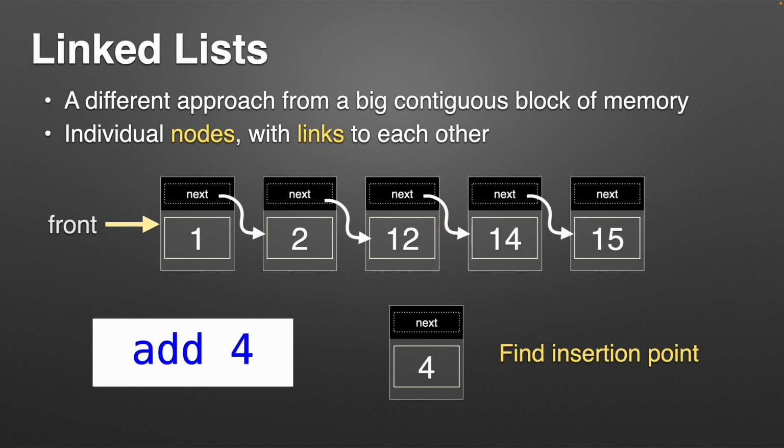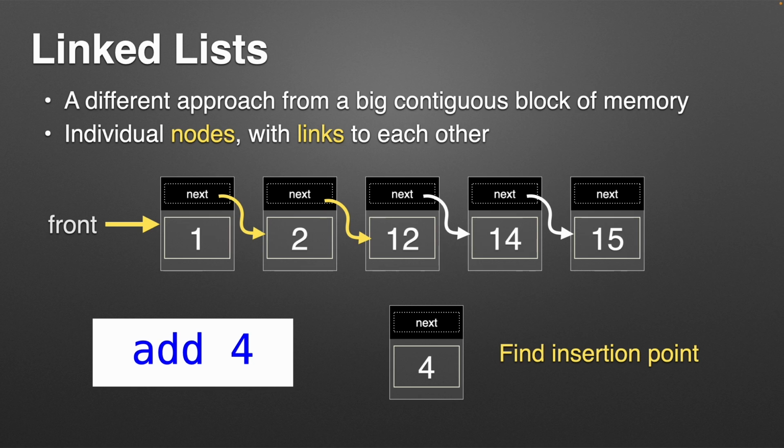We'll start at the front. We come to the first node, and we see it's a 1. That's less than us, so we'll continue on. We move to the next node, and we see that's a 2. We need to keep going. Then we see a 12, and that's our stop. Okay, easy, right? We found where we need to put this guy.